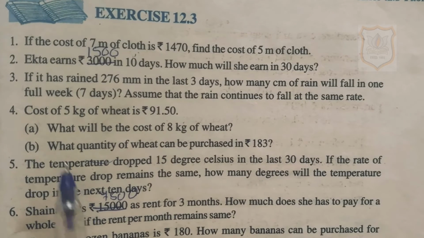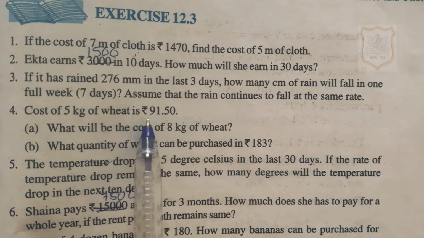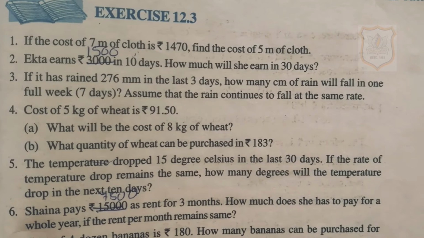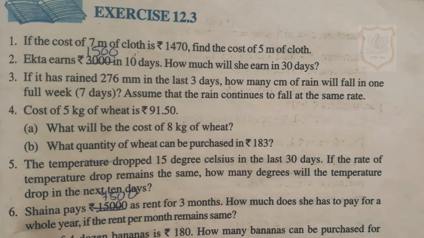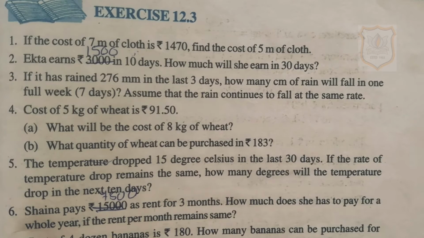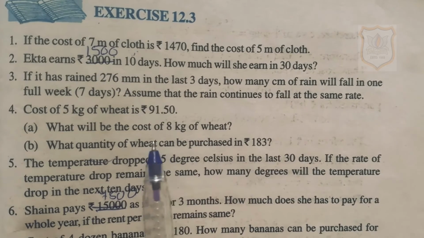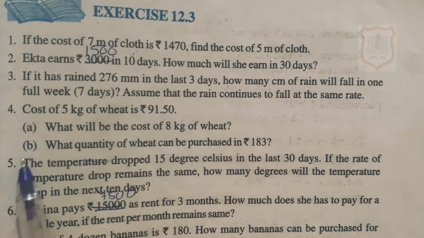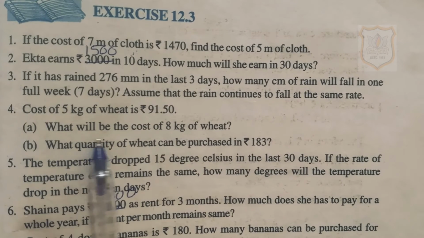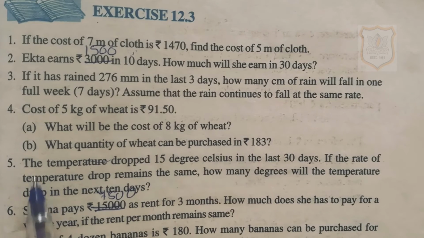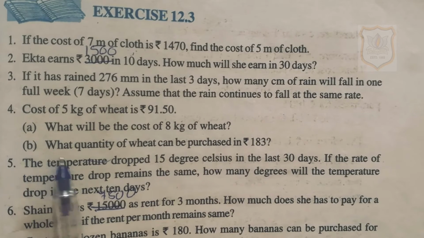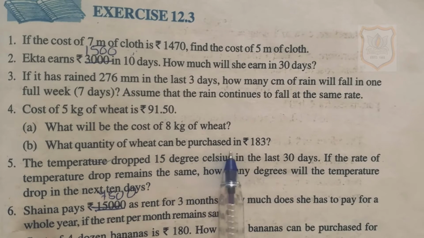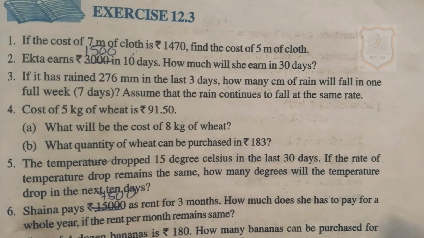Now question number 4. Cost of 5 kg of wheat is rupees 91.50. Students, here you have to do a correction. In some books there is written cost of 5 kg of wheat is rupees 30.50. Instead of 30.50, the true amount is rupees 91.50. A part of question number 4: What will be the cost of 8 kg of wheat? B part of question number 4: What quantity of wheat can be purchased in rupees 183?